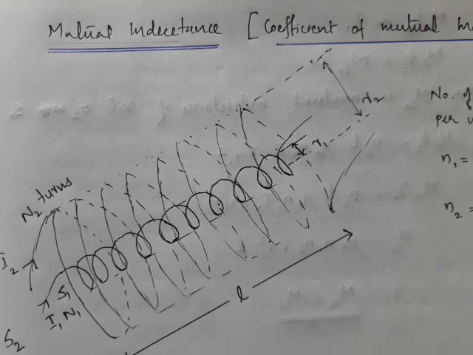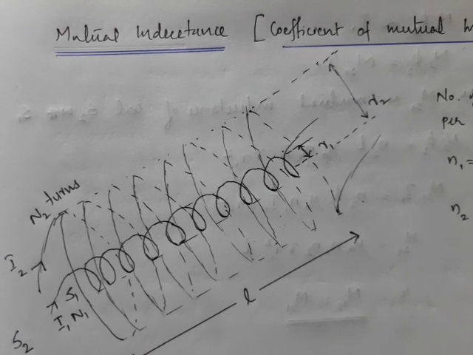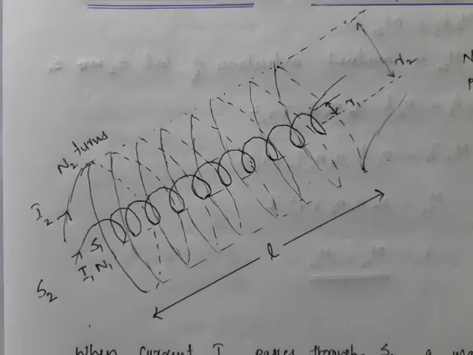Good afternoon, children. Today we are going to discuss a topic, mutual inductance or coefficient of mutual induction. In the last class we discussed self-inductance, and this is a continuation of that. In self-inductance we had only one coil, but in mutual inductance we have two coils.